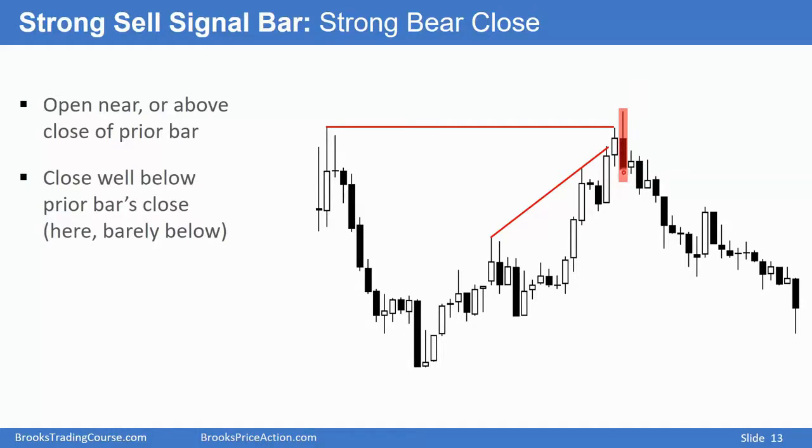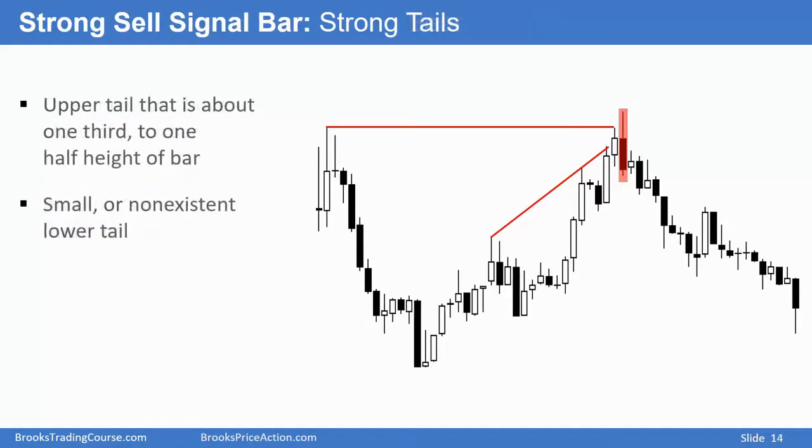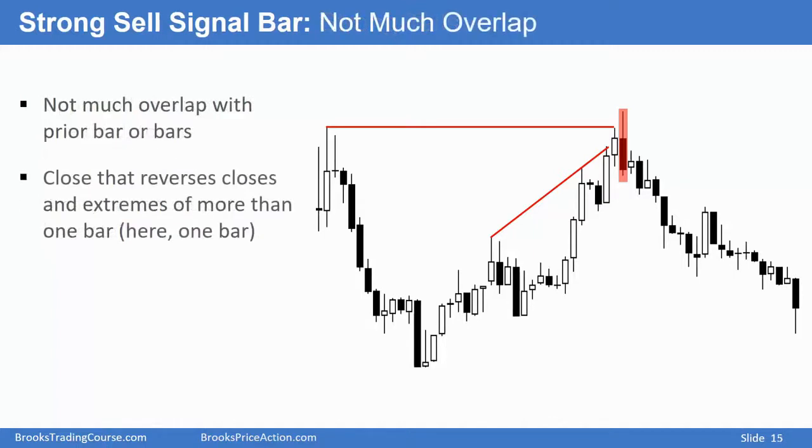And you also want a small or non-existent tail on the bottom. You want the bar to be closing on its low. Ideally, you want the tail on top to be about a third to a half of the height of the bar. Again, these perfect bars are rare, so don't wait for them. But when you see them, they have a higher probability of leading to a profitable trade when the context is good.